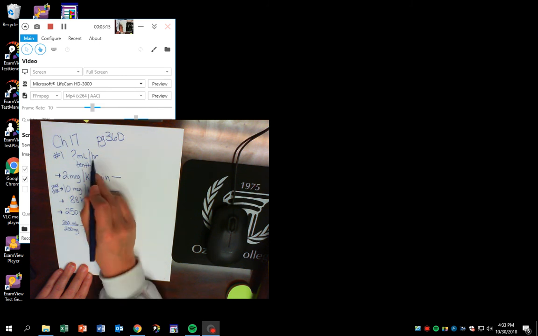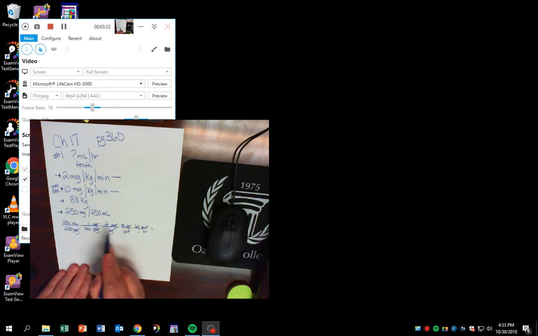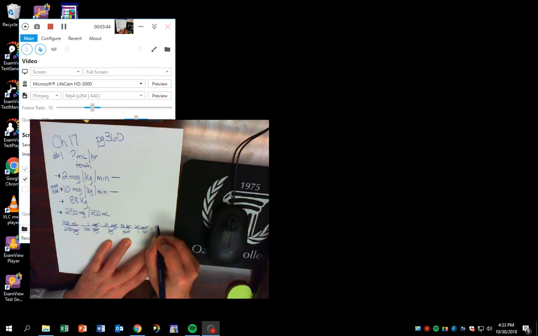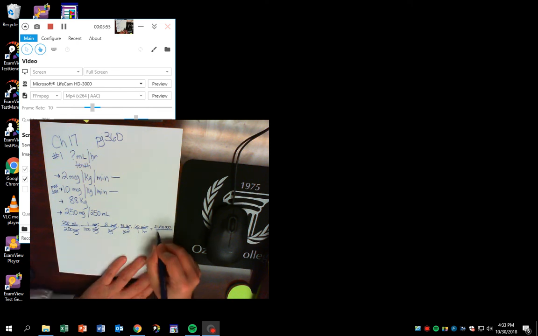And if this is minutes and I need hours, I need to do my conversion, because if this is minutes, I have to have minutes here, and I need to go to hours, so I know there are 60 minutes in 1 hour. Milligrams would cancel out, micrograms would cancel out, kilograms would cancel out, minutes would cancel out, leaving us with milliliters per hour. So 250 times 1 times 2 times 88 times 60 is 2,640,000 over 250 times 1,000, 250,000.